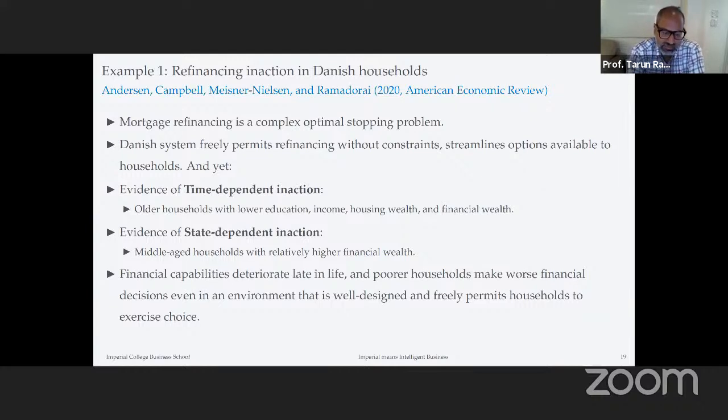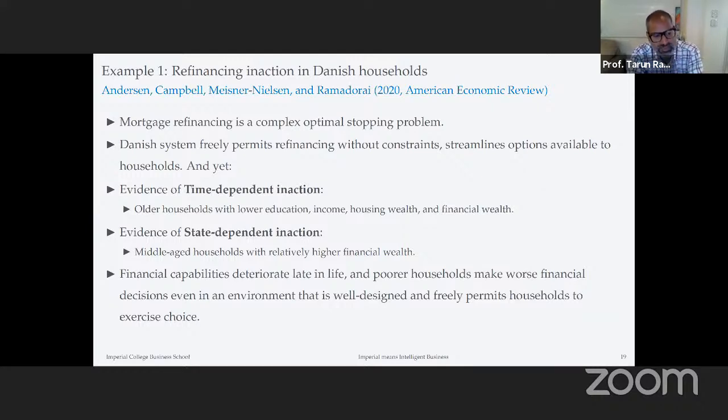There's also evidence of a different type of inaction that we document in that paper, which is sometimes households have very high opportunity costs of their time, which means that the refinancing decision has got to be sufficiently worthwhile for them to cease doing whatever else they're doing and switch their attention to actually refinancing their mortgages. And that's a slightly more innocuous form of inaction, but we find that that is mainly evident in middle-aged households with relatively higher financial wealth.